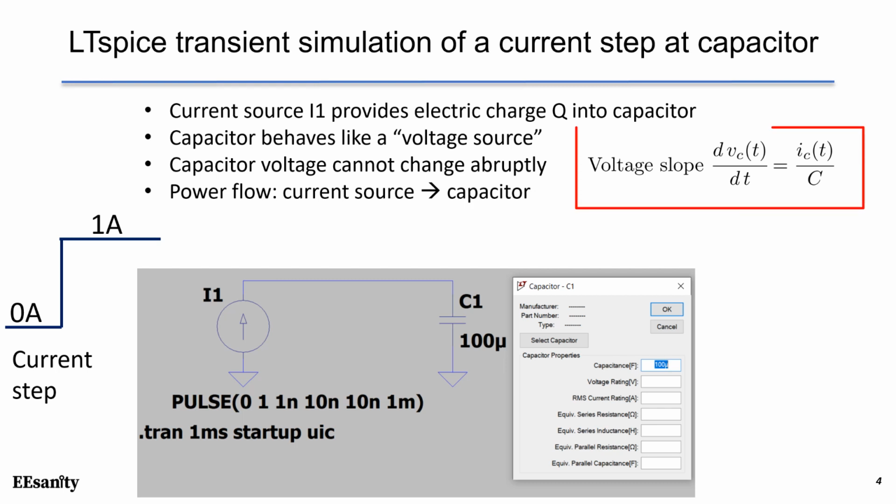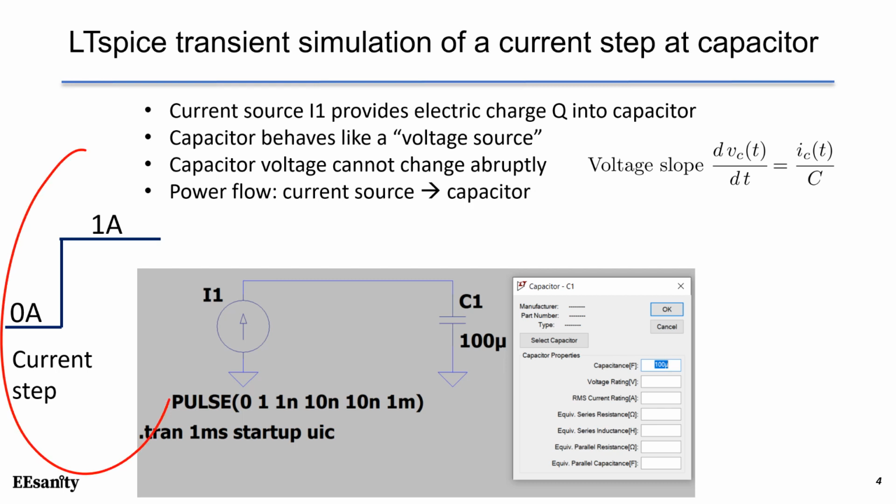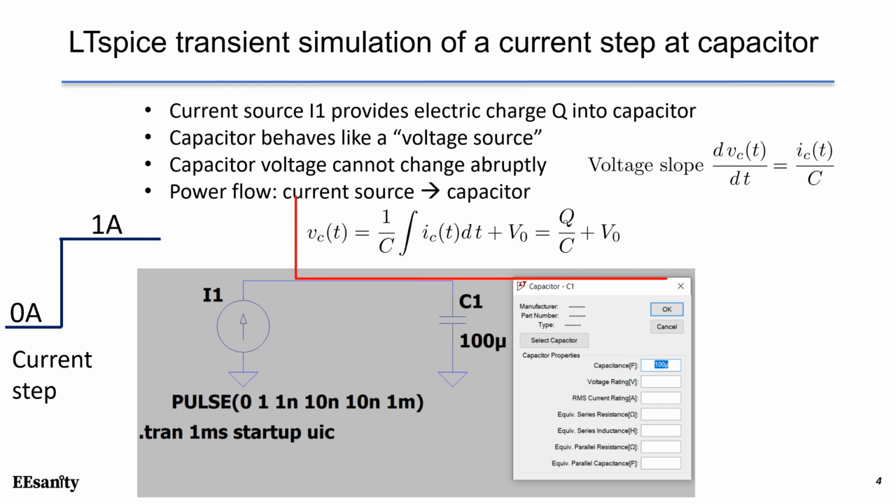The voltage slope dV over dt equals I over C. In this case, we have a 1 amp step, so the current is changing from 0 amp to 1 amp and stays there. The power is coming from the current source into the capacitor, and the power flow is from current source to capacitor. This is the important equation we just showed here: V equals Q over C plus the initial voltage.